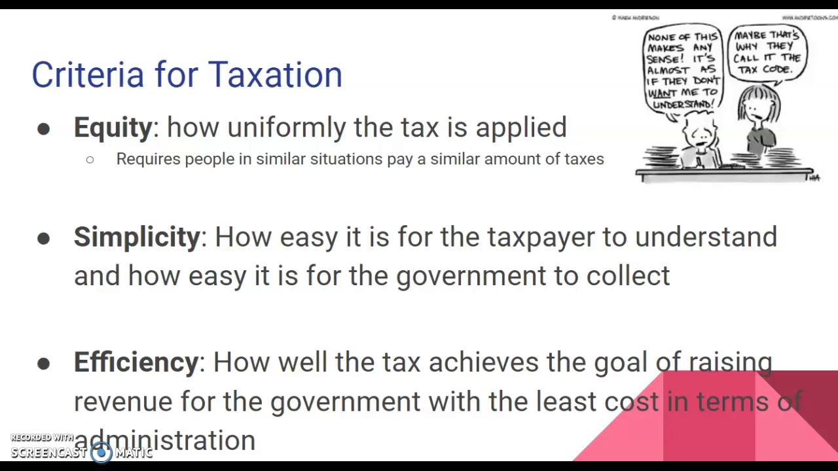In addition, there should be no confusion about the time the tax is due and the amount to be paid. The sales tax, which we'll talk about in a little while, meets the criterion of simplicity. So a percentage of the price of a taxed item is collected every time that item is purchased.